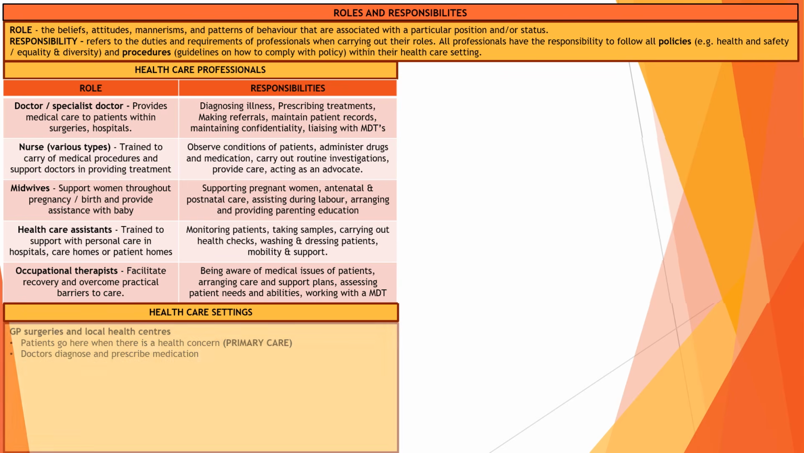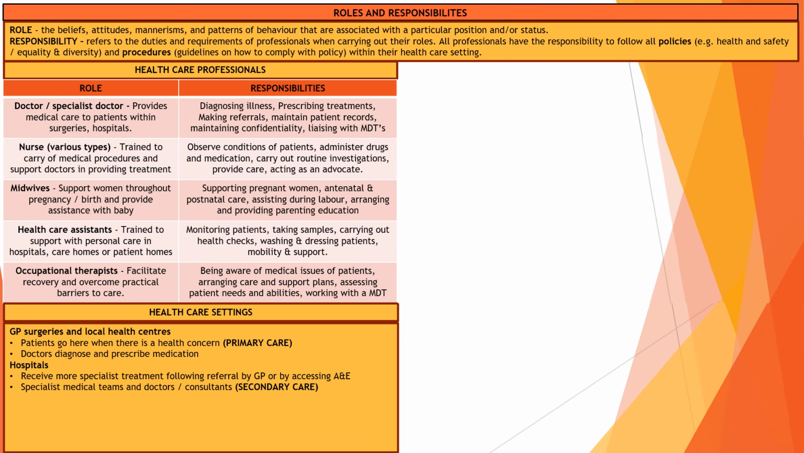The main healthcare settings that we will look at: you've got GP surgeries, which would be your primary care, the place most people go to when they have a health concern. You have hospitals, which is often more of a secondary care system, so you generally are sent there after referral by a GP or a specialist, but you may access them directly, particularly if you went to A&E.